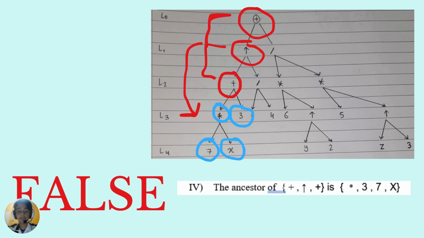If you look at this diagram, ancestors means above you. So the real thing should be that the descendant of plus, arrow, and plus is asterisk 3 7 x, then it will be considered true. But for this question, it is false.